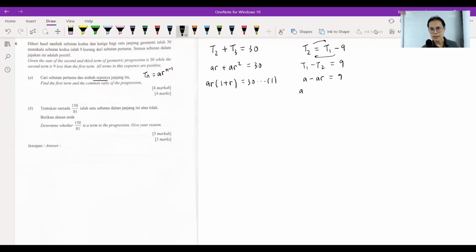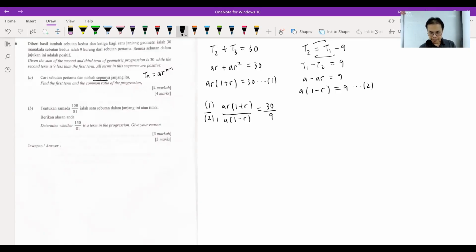I think we can factorize this. A(1 minus R) equals 9, equation number 2. The reason why I factorize like this is because I want to divide so that I can cancel out my A. By taking equation 1 divided by equation 2, AR(1 plus R) divided by A(1 minus R), the result is 30 divided by 9, right?